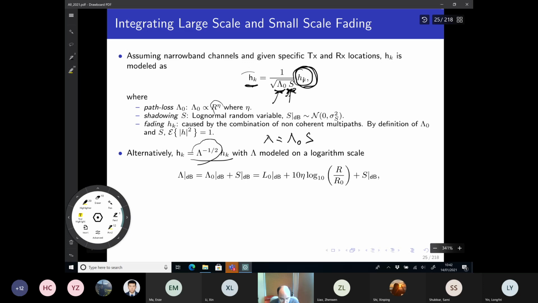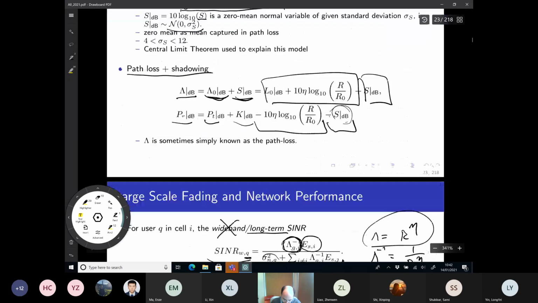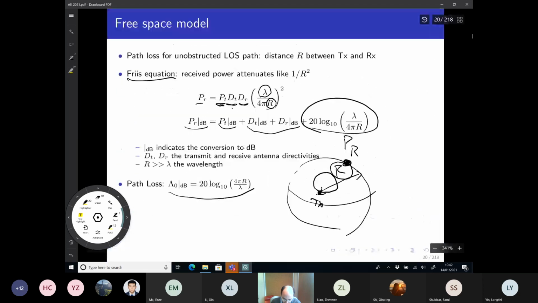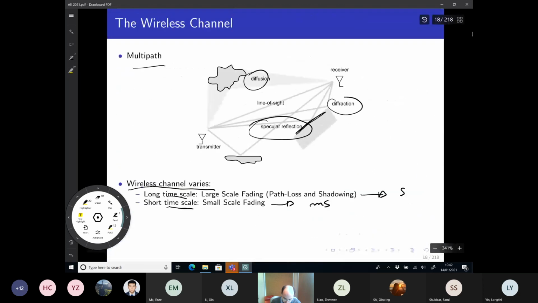Now this h here is the small scale fading. The small scale fading is the fact that, aside from those, I will have many paths, and those paths will be blocked by obstacles. The modeling of this comes from the shadowing, but there will also be constructive and destructive interference of all those paths at the receiver.